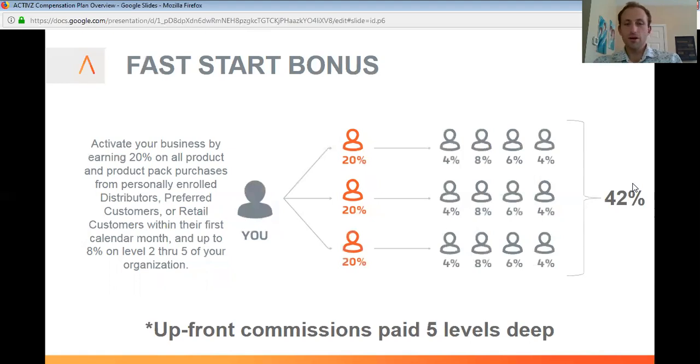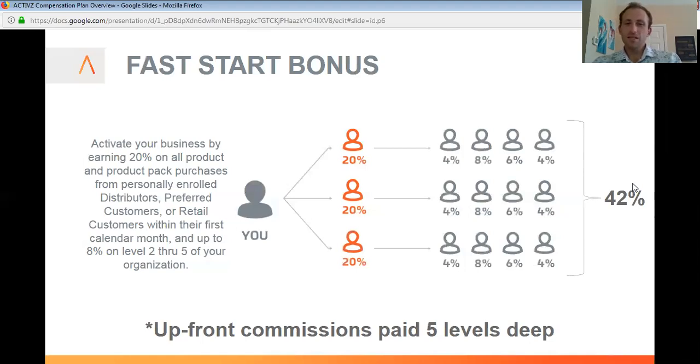So let's say you bring on somebody and they want to grow their business, you're helping them. When they bring on someone else, they're going to earn 20%, and you're going to earn a 4% override as well. It's not coming out of their pocket. The company is actually shifting some of those funds from the purchase of the products to you. Then the next level is 8%, next is 6%, next is 4%. So it pays 5 levels deep on upfront commissions, which ends up being about 42% total of that compensation component.